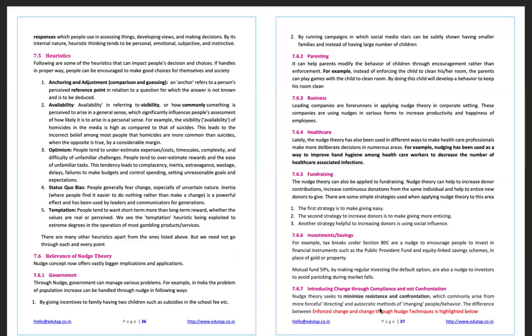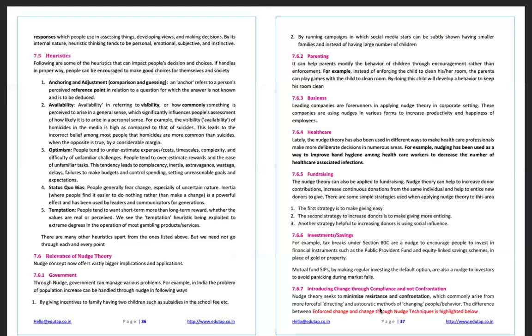Availability, that is, availability in referring to visibility or how commonly something is perceived to arise in a general sense, which significantly influences people's assessment of how likely it is to arise in a personal sense. For example, the visibility of homicides in the media is high as compared to that of suicide. This leads to the incorrect belief among most people that homicides are more common than suicide, when the opposite is true by a considerable margin.